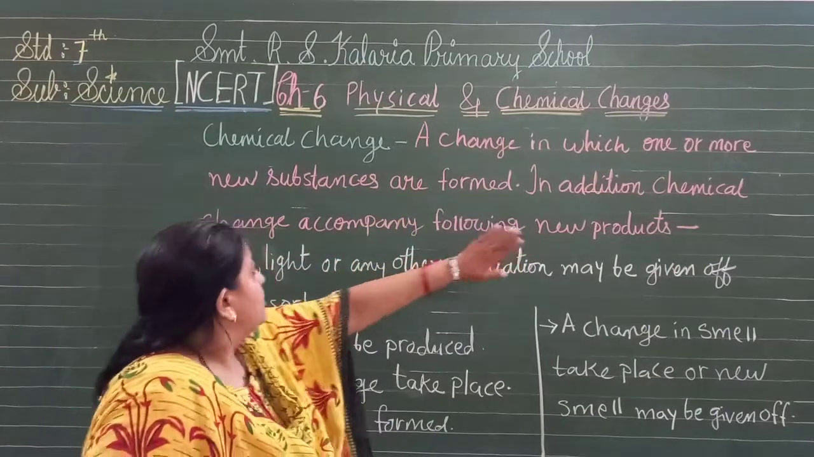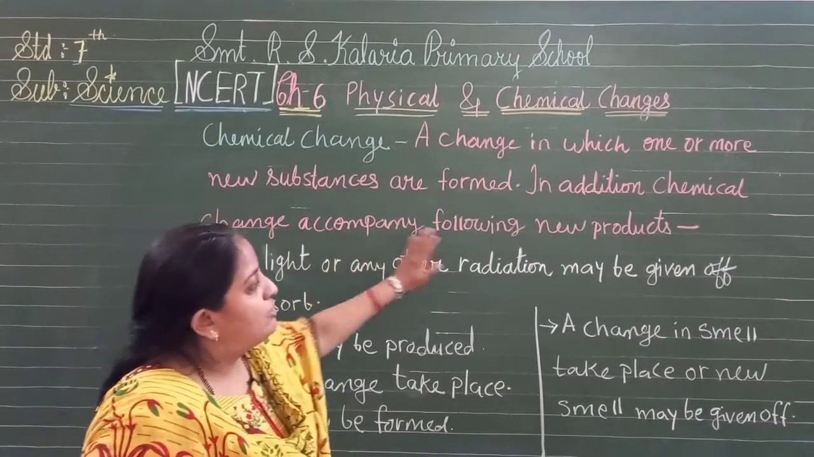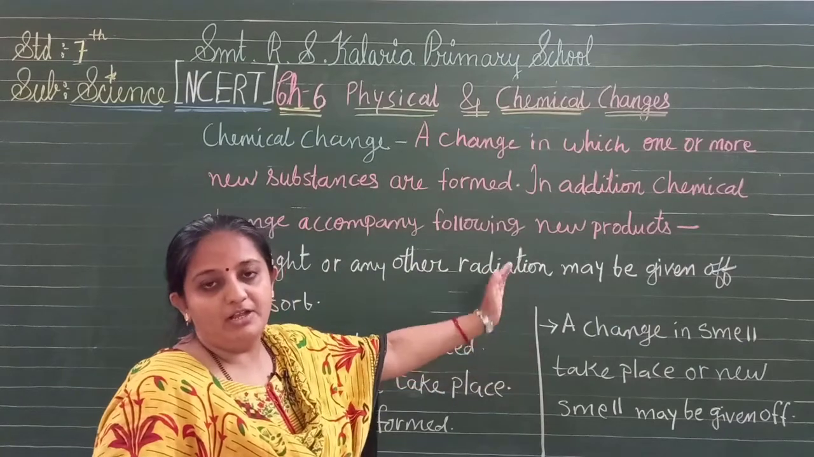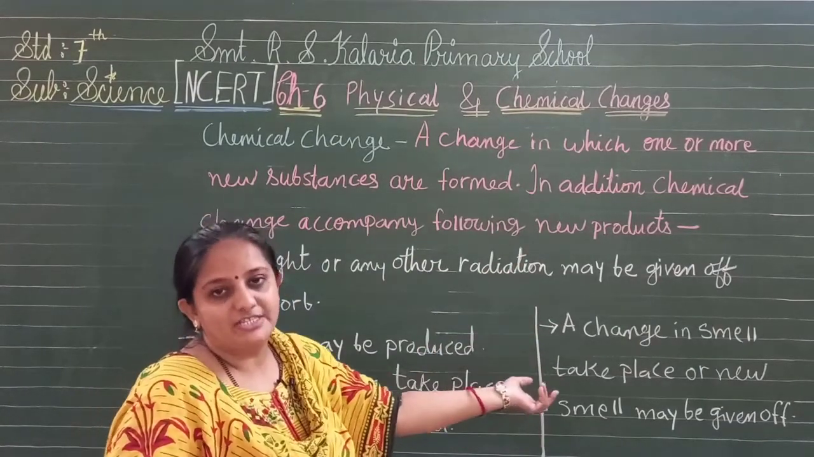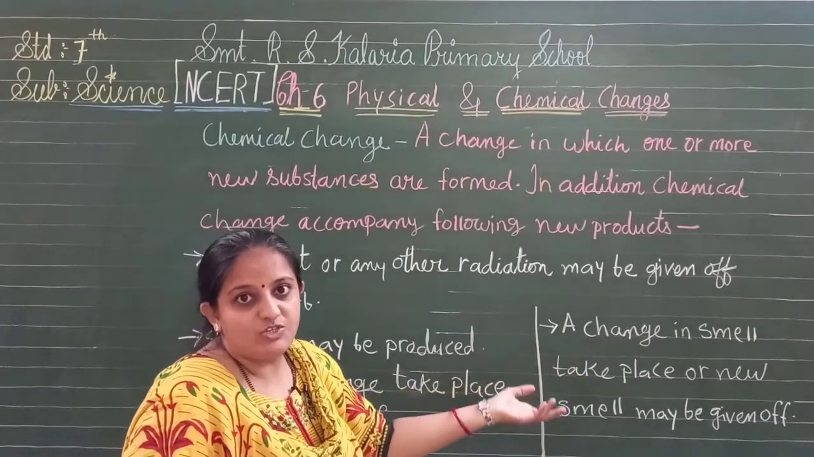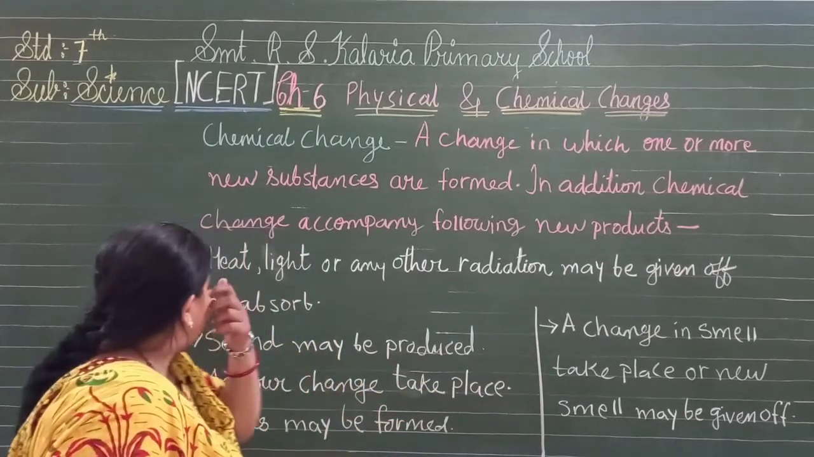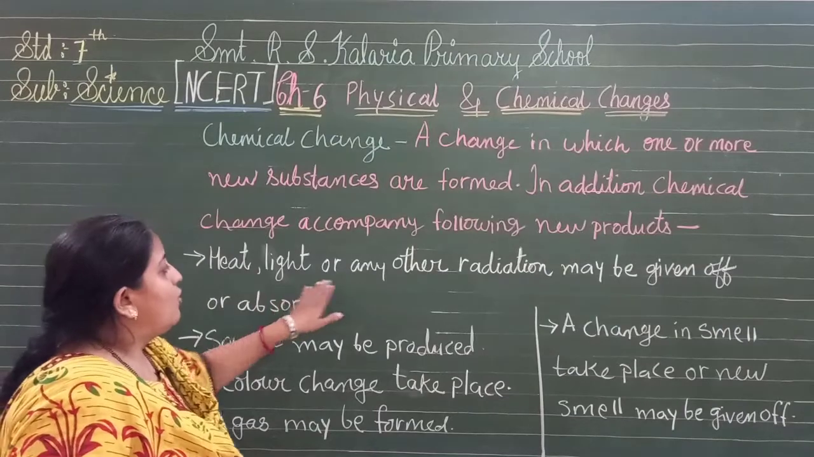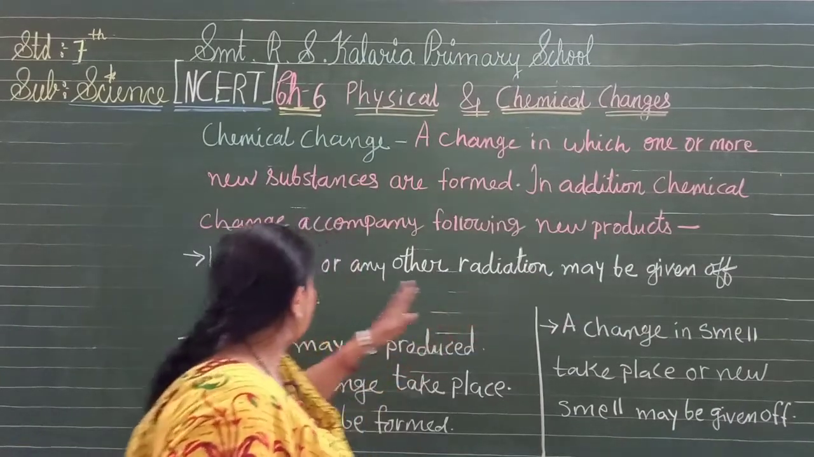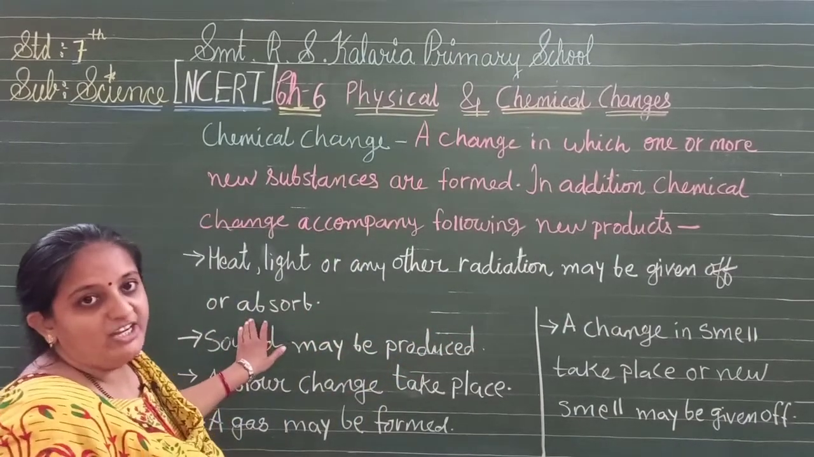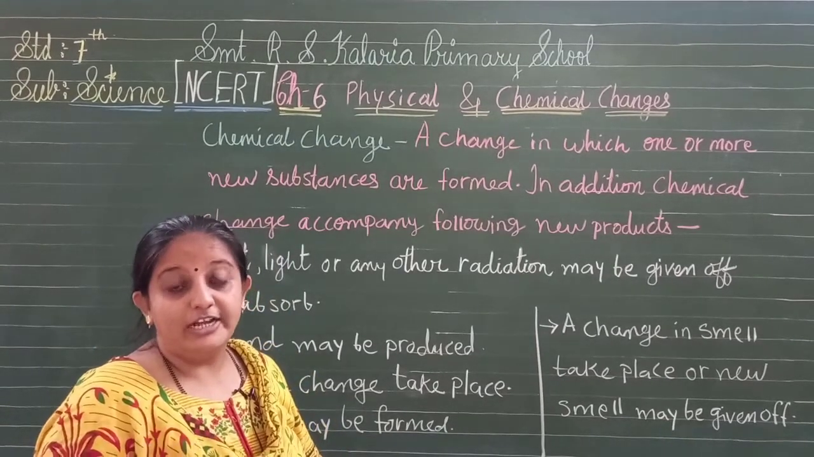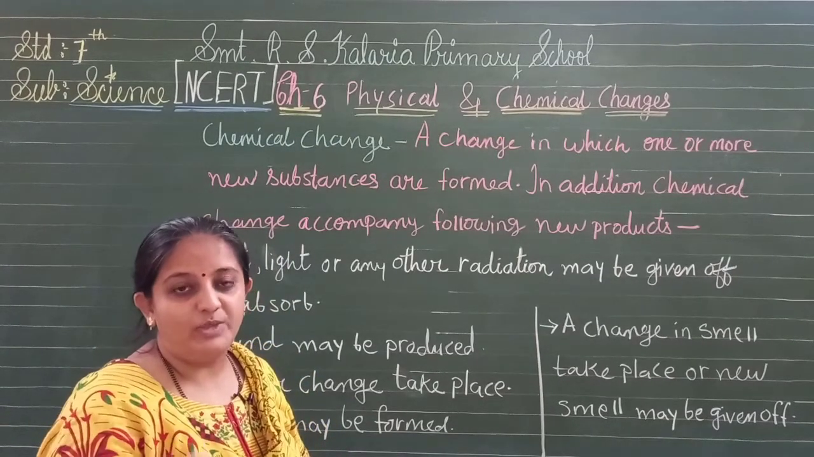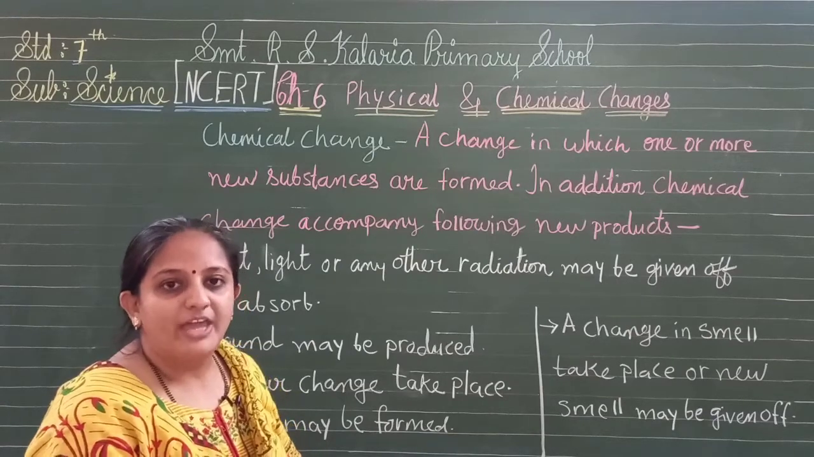In addition, chemical change is accompanied by the following. Along with a chemical change, we get to see all these things, as we noticed in the activities we did. First, heat, light or other radiation may be given off or absorbed. When we burned the magnesium ribbon, heat was produced, and light with a dazzling flame, and we got a new substance in the form of ash.